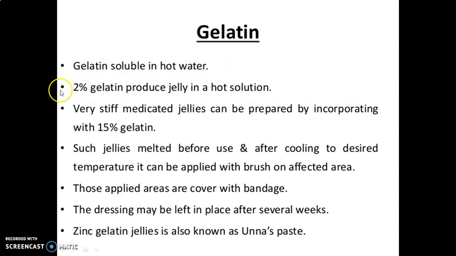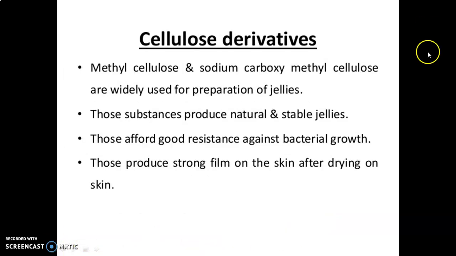Gelatin is soluble in hot water; 2% gelatin produces a jelly from a hot solution. Very stiff medicated jellies can be prepared by incorporating 15% gelatin. Such jelly is melted before use and, after cooling to the desired temperature, it can be applied with a brush on the affected area. The applied areas are covered with a bandage. The dressing may be left in place for several weeks. Zinc gelatin jelly is also known as Unna's paste.